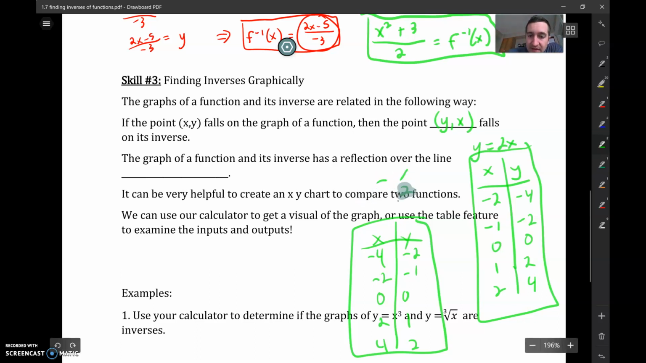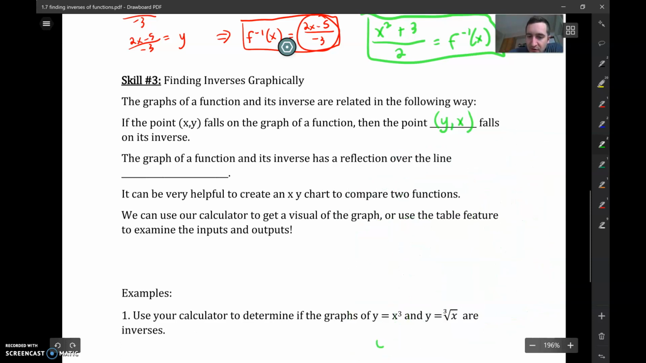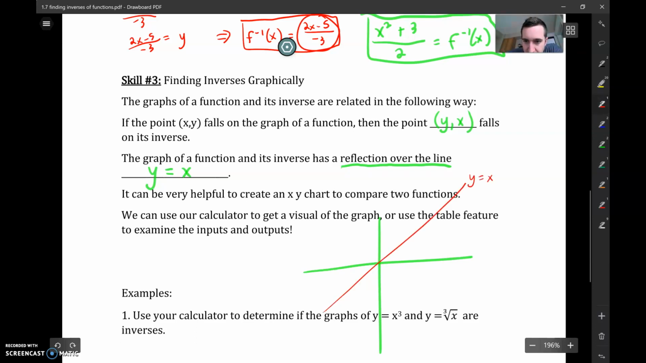And what it looks like visually when that happens is that your graphs are reflected over the line y equals x. What's the line y equals x? It's this one, gang. It's just your basic linear function. And an inverse is reflected over that line.